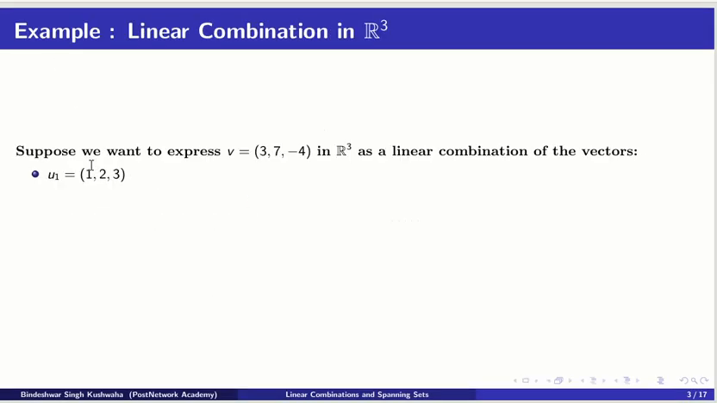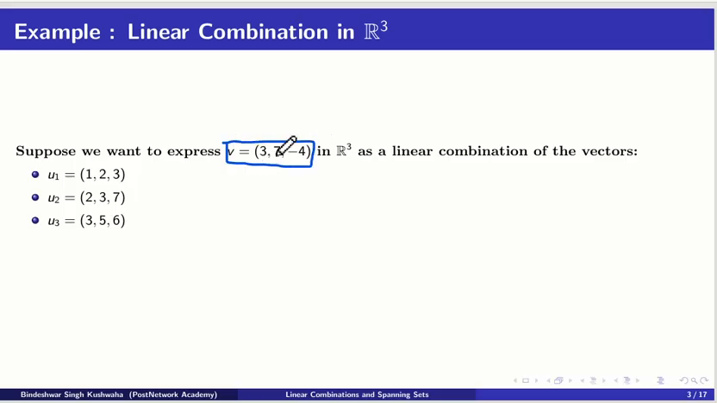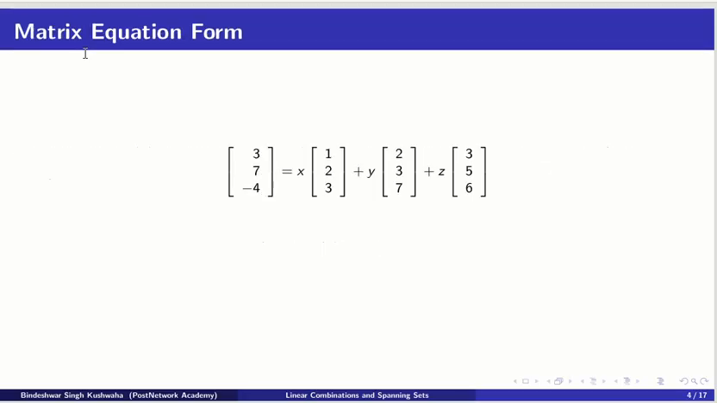So let us see an example. Suppose that we want to express V, which is in R3, in terms of these three vectors. So we will write V = x1 u1 + x2 u2 + x3 u3. So what we need to find are x1, x2 and x3.